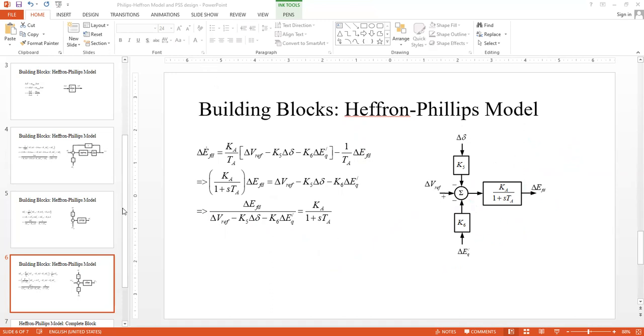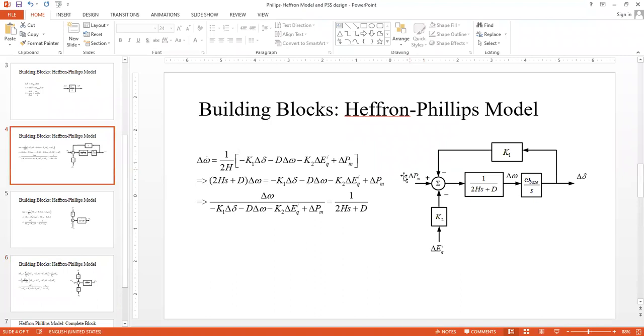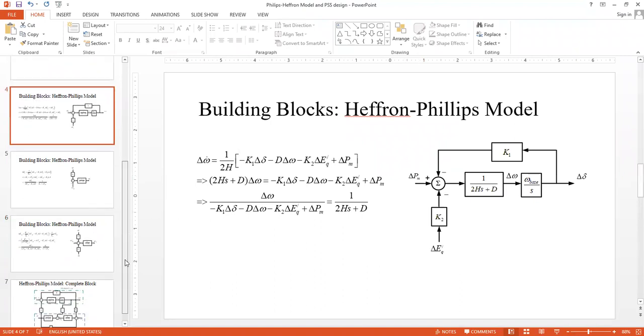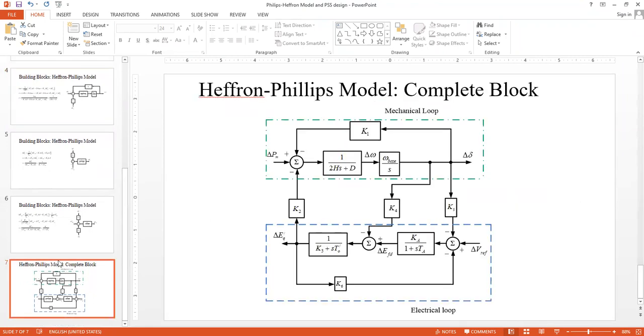And remember, we have two inputs. One input is del Vref in the exciter block. Another input is delta PM in the del omega block. Okay, the second state equation. So when we combine them, we get this equation, this whole picture together.